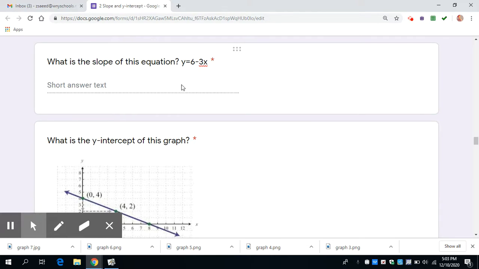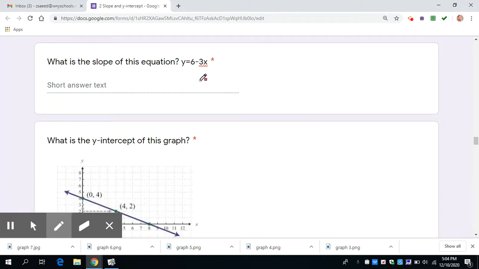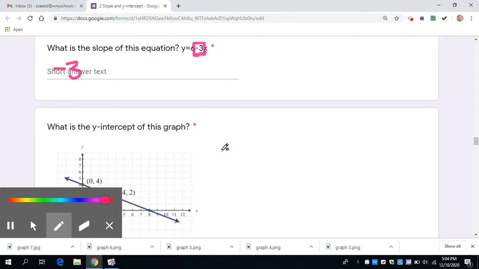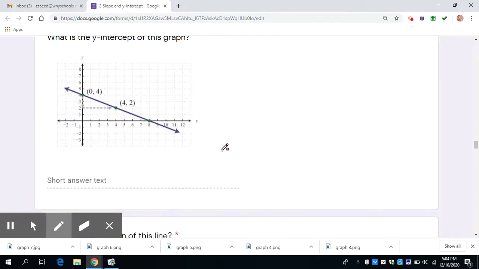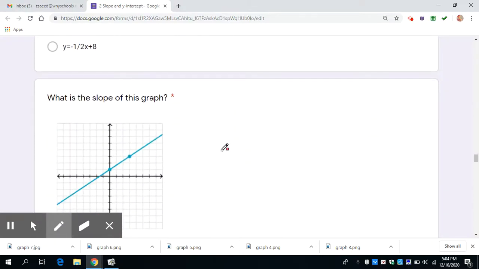All right, so this one, where's the equation alone? I'm asking what is the slope of this equation. So again, remember, whenever you see an equation, your slope is always the number that's next to your variable, which is going to be this -3. You want to make sure you take in the sign in front of it as well. So your answer here would be a -3. Okay, it's an easy one. I don't want you to get it wrong. The y-intercept for this graph, you guys know how to do that one. You should know how to do that one.